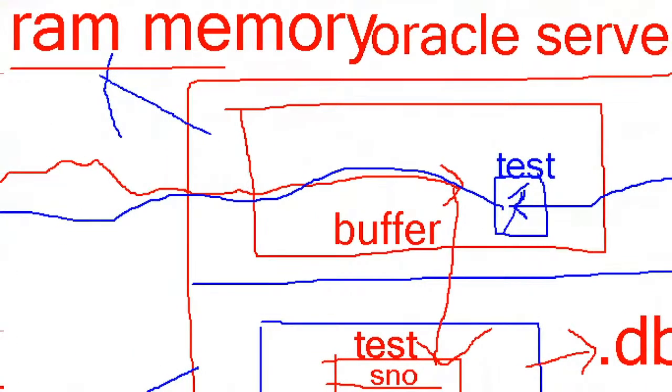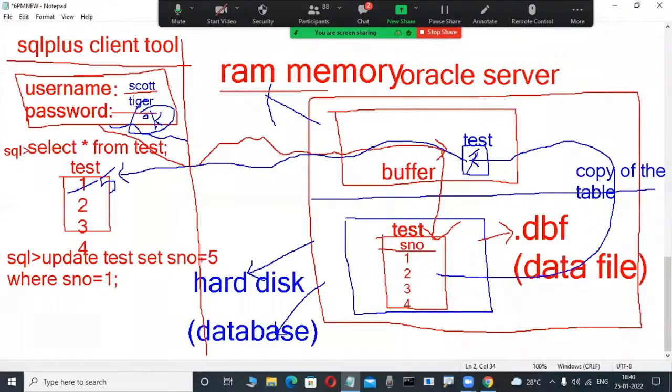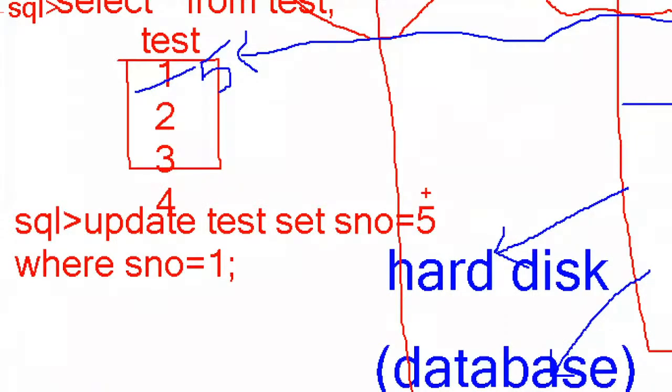Now observe here. Whenever I'm using an update command, what is the new value? The new value is 5. Very good. And what is the old value? The old value is 1.